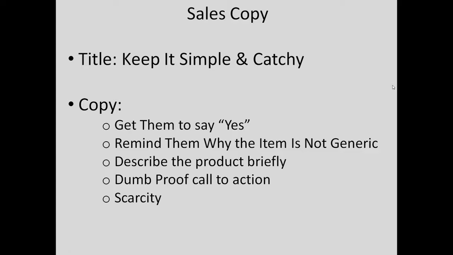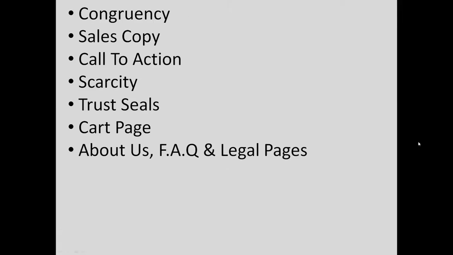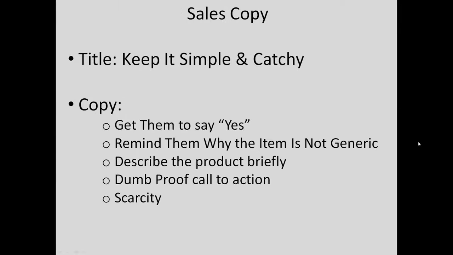Now for the copy, you want to get them to say yes. So what I do is I start with the yes question. Let's say in here again, I'm selling the cat bracelet. My first question is, do you love cats? Again, I'm targeting cat people on Facebook. So if I ask them if they like cats, obviously they will answer yes. And then I remind them why the item is not generic.